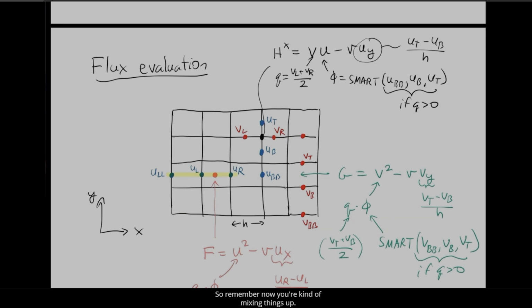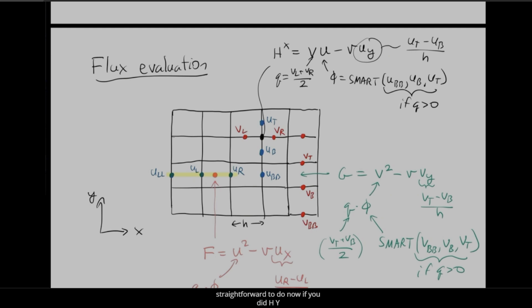Remember, now you're kind of mixing things up. It's important to know which one is which. For HX, the transported quantity is X momentum, and that's why we say that's my phi. It's being transported by the fluid moving upwards. So V is your transport velocity. That's your Q. And then du dy, that's straightforward to do.